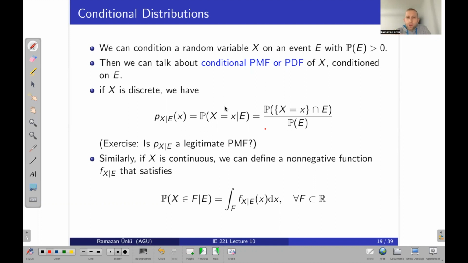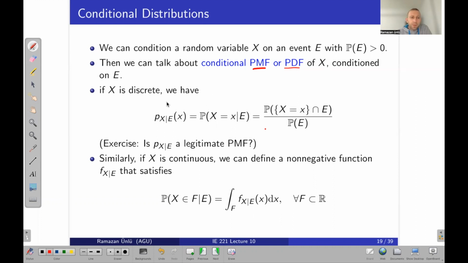If you are working with discrete random variables, you have to work with the conditional PMF, or if you are working with continuous random variables, you have to work with the conditional PDF, the probability density function.